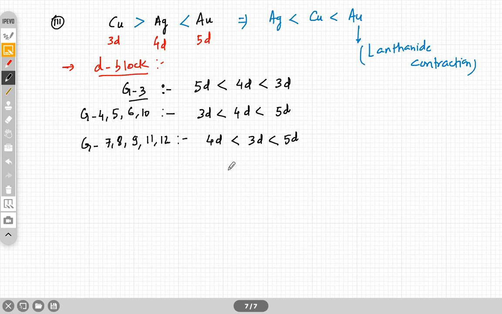This you have to memorize because, like I said, there are multiple factors. We have electronic repulsion, we have lanthanide contraction, we have transition contraction, shape of the orbital, right? That's not a major factor here, but yes, there are multiple factors. So based on all these factors, the overall order is coming out to be this, right? So this you have to memorize. Group 3 for this, 4, 5, 10 for this, 7, 8, 9, 11 for this.